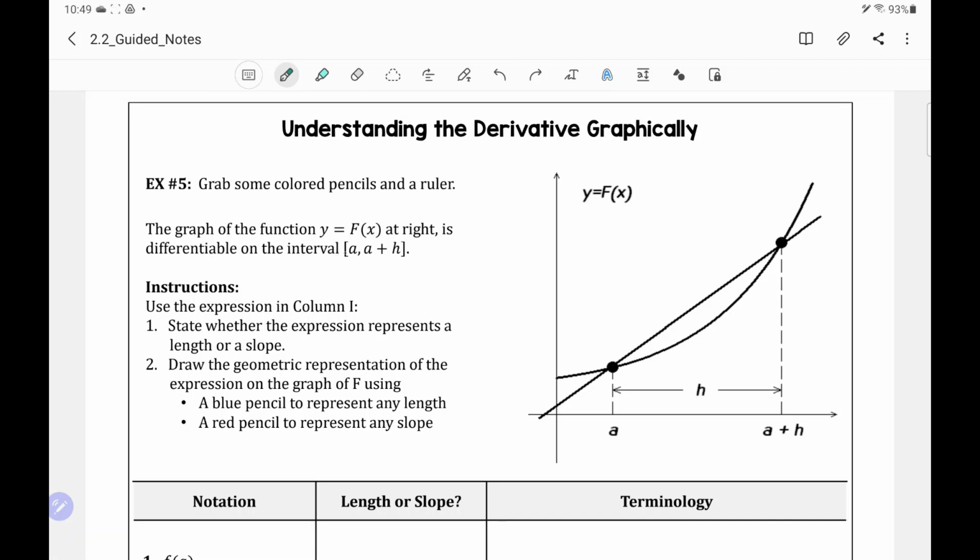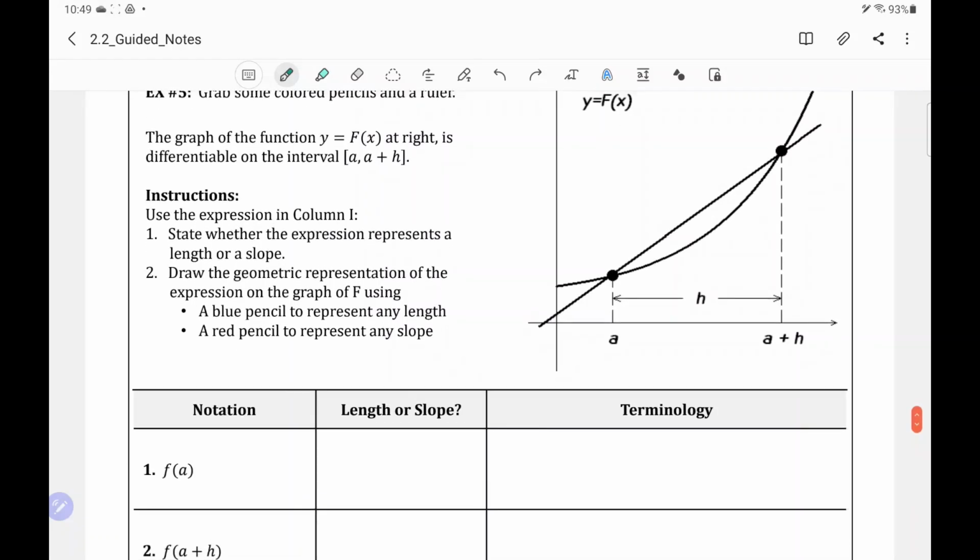The graph of the function y equals f of x at right is differentiable on the interval from a to a plus h. Notice a is here, a plus h is here. Okay, these are our x values. It is differentiable. So we're going to answer some questions. Use the expression in column 1, that's down here. Using this expression, state whether the expression represents a length or a slope.